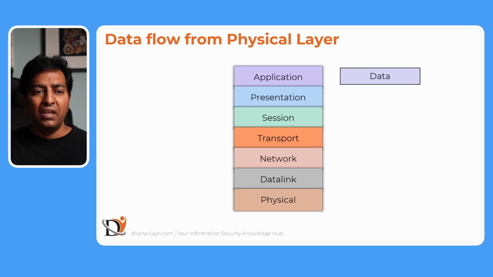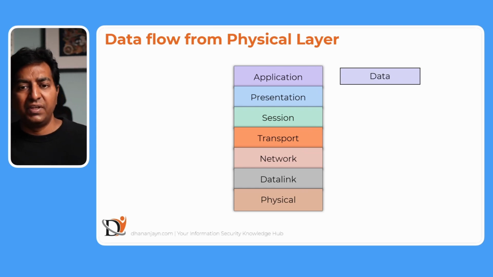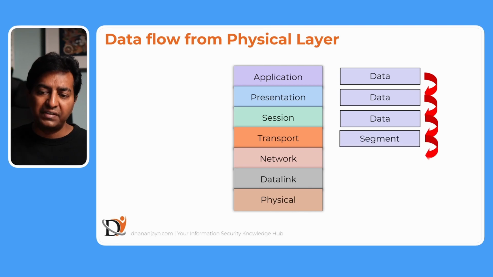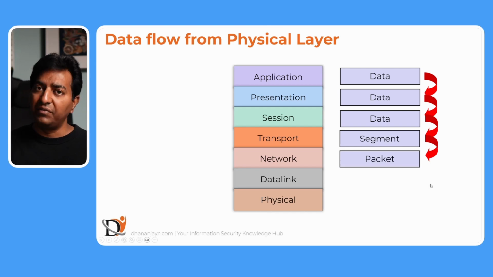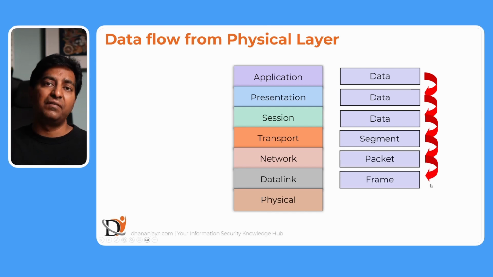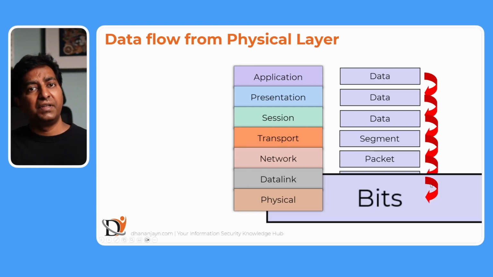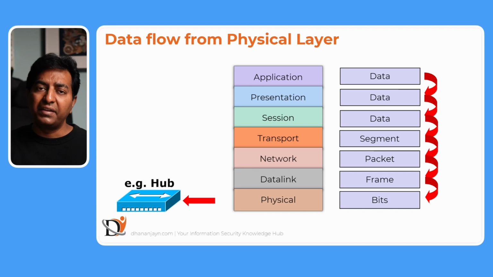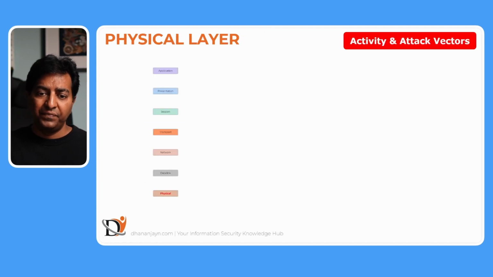So the data flow from the physical layer. The sequence we have already discussed multiple times. The data here is in the form of a segment. At the network layer, it is in the form of a packet. At the data link layer, it is in the form of a frame. And at the physical layer, the data is in the form of bits, or you may say signals. And the device that works at this layer is the hub.